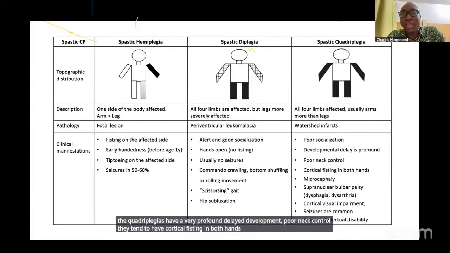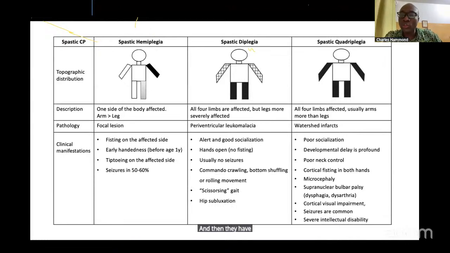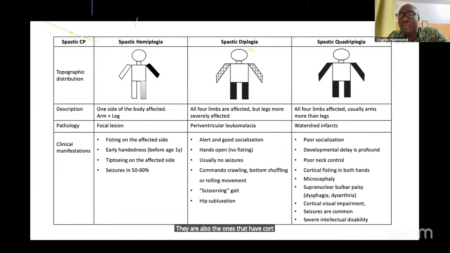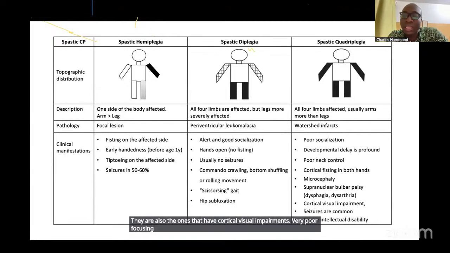They have microcephaly, and then they have bulbar or suprabulbar weakness that will present with dysphagia and dysarthria, and because of that, they have a lot of drooling. They are also the ones that have cortical visual impairment, with very poor focusing and following with the eyes. Seizures are common in the spastic quadriplegias, and they have severe intellectual disability.